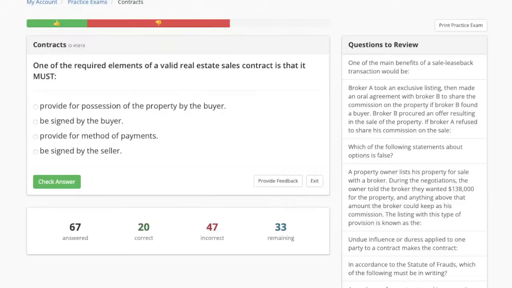Okay, we're going to get going with contracts today. I believe it's on the hour right now, so let's begin. Okay, so we're talking about contracts.